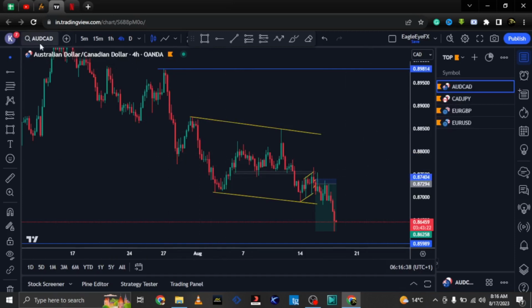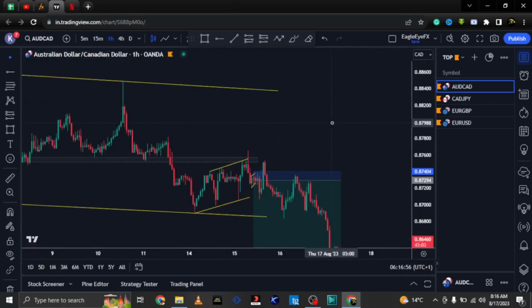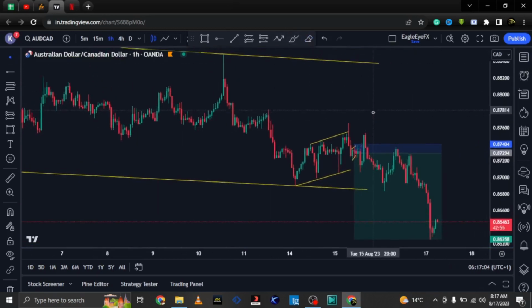You can see in AUD CAD that we had this descending structure over here. After this descending structure, on the 4-hour time frame, you can see that there was this level that was created over here. So let's go to the 1-hour time frame. There was this structure forming over here, and I saw this as 1, 2, and there was the third touch, and on the third touch there was this massive rejection.